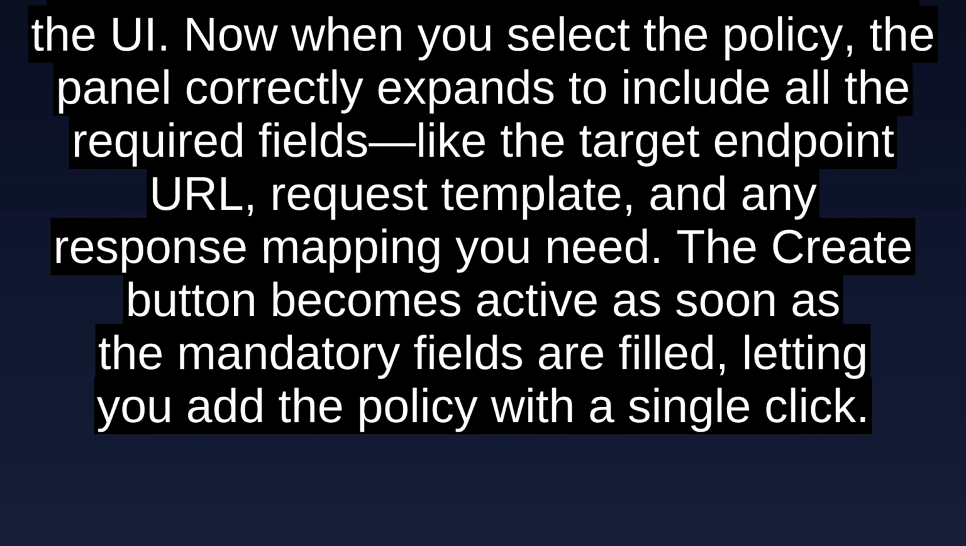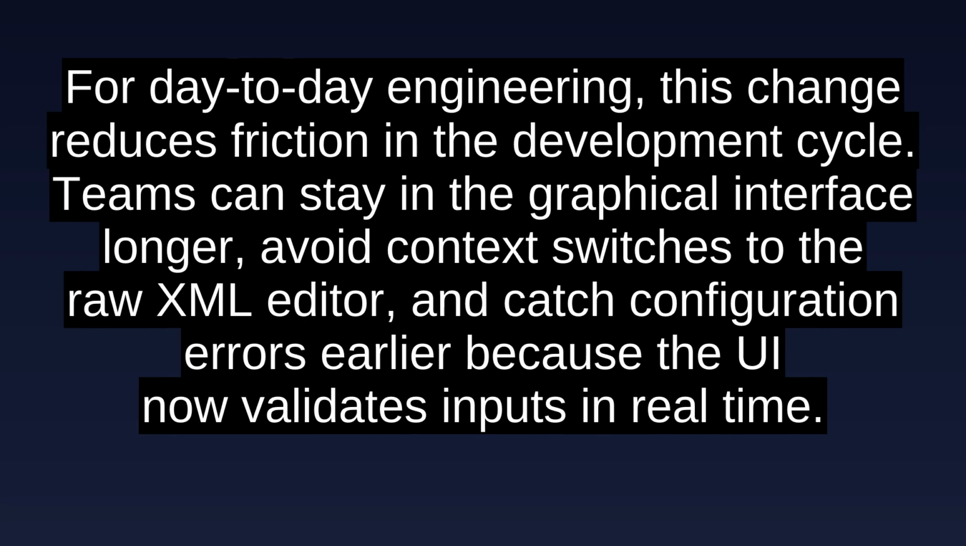The fix, identified as bug 543626585, restores the full form for service callout in the UI. Now when you select the policy, the panel correctly expands to include all the required fields, like the target endpoint URL, request template, and any response mapping you need. The Create button becomes active as soon as the mandatory fields are filled, letting you add the policy with a single click. For day-to-day engineering, this change reduces friction in the development cycle.